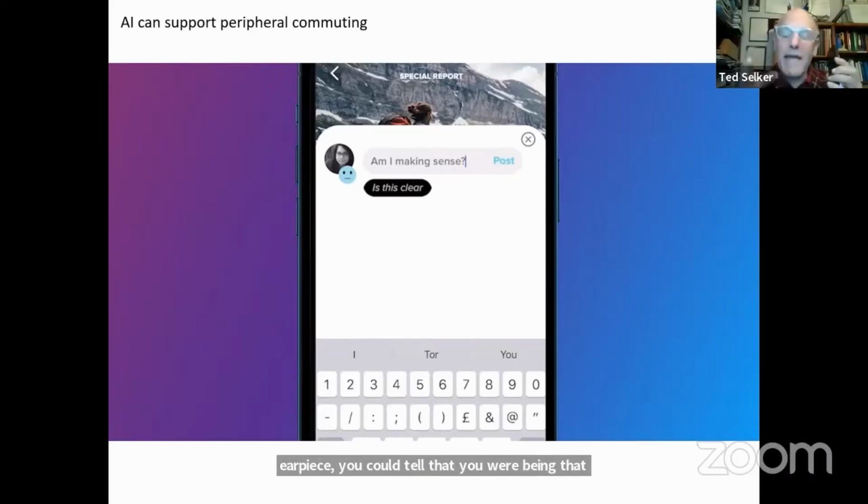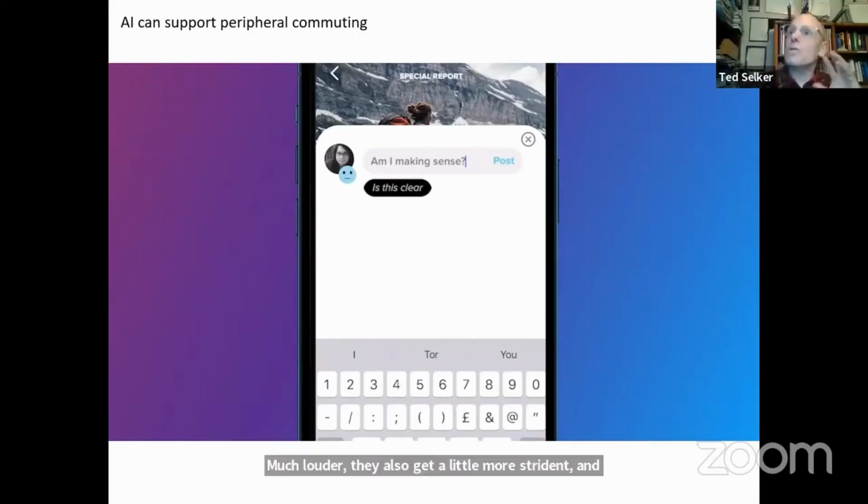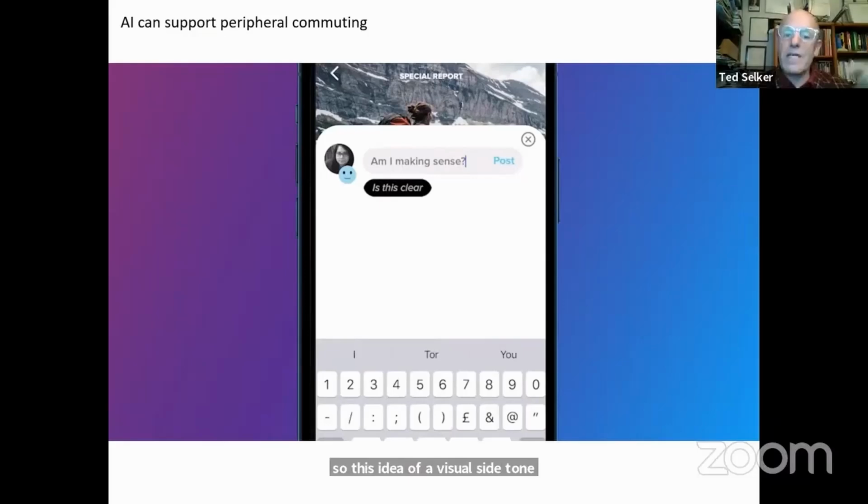And when they take that out, people speak much louder. They also get a little more strident. And so this idea of a visual side tone, a communication side tone, that is giving you a little feedback about what somebody else might hear in your voice, is what this AI is doing.